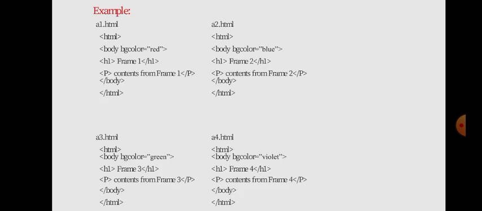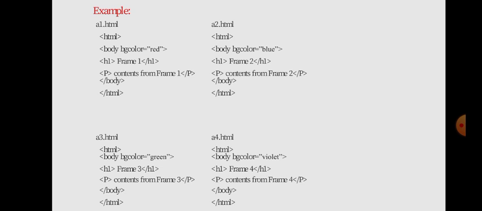Coming to the example, here I am dividing the browser window into 4 parts. So first I need to create 4 separate HTML documents, and these 4 HTML documents will be opened in each frame. So the first document is a1.html. In this I am taking only the body section. Body bgcolor is equal to red. So bgcolor means background color is equal to red.